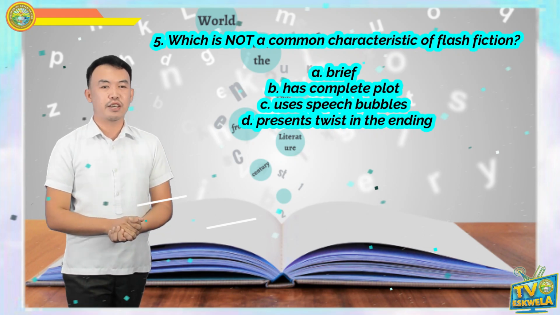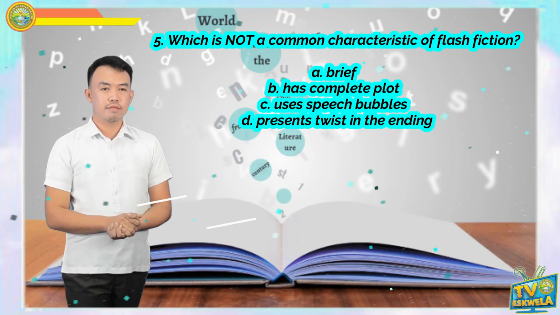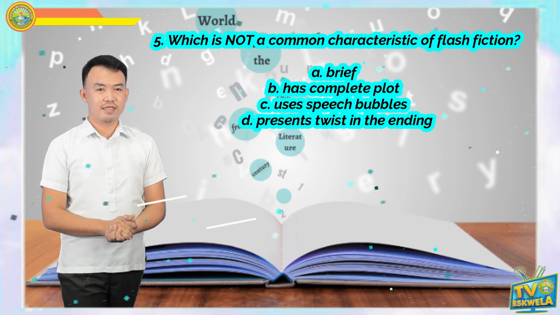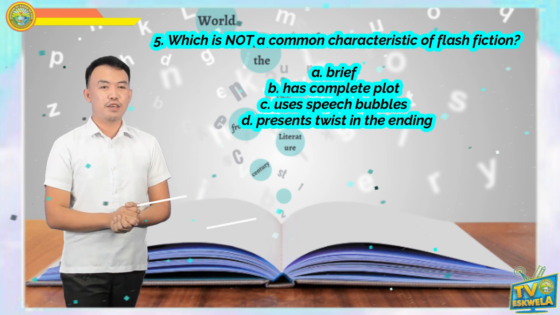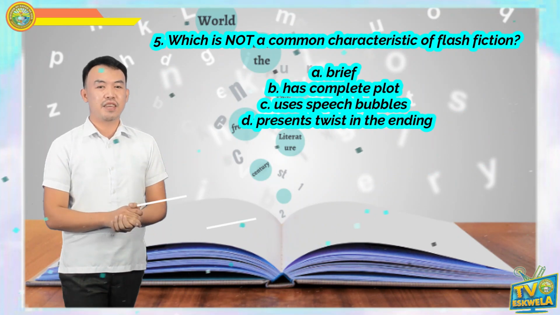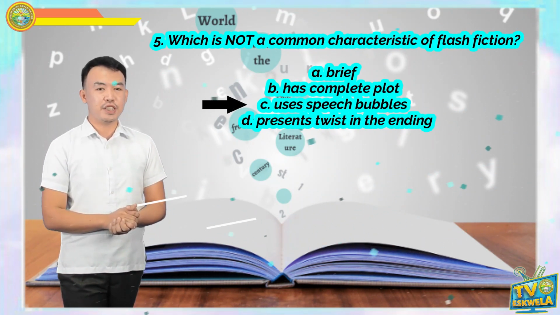And the last item, number 5. Which is not a common characteristic of flash fiction? Letter A. Brief. Letter B. Has complete plot. Letter C. Uses speech bubbles. And letter D. Presents twist in the ending. Finished? You've got it right! You are genius! The answer is letter C. Uses speech bubbles.